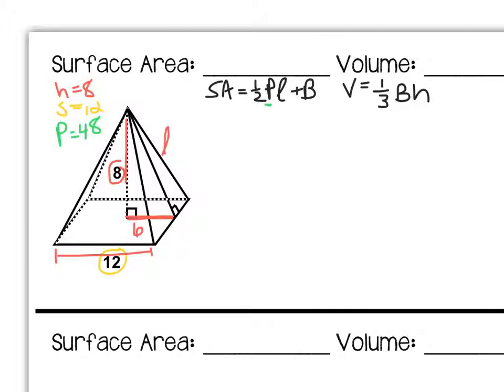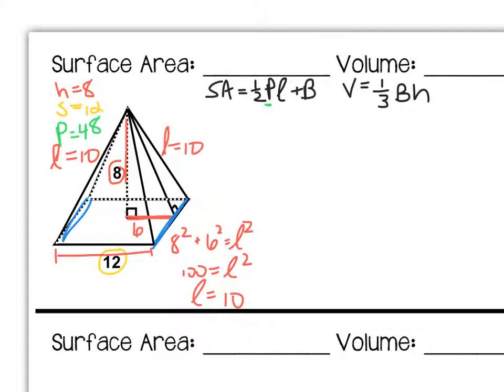So I could find my slant height by doing the Pythagorean theorem. 8 squared plus 6 squared equals L squared. So then we're going to get 100 equals L squared, so L equals 10. And the last thing I need is the area of my base. My base is a square, so my area of a square is going to be 12 times 12, which would be 144.